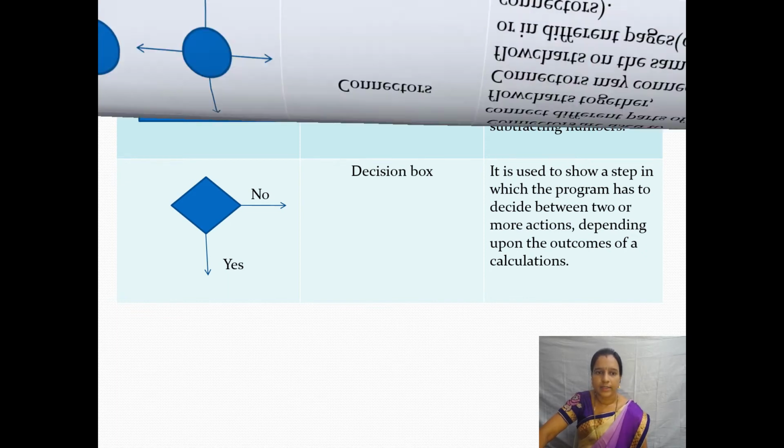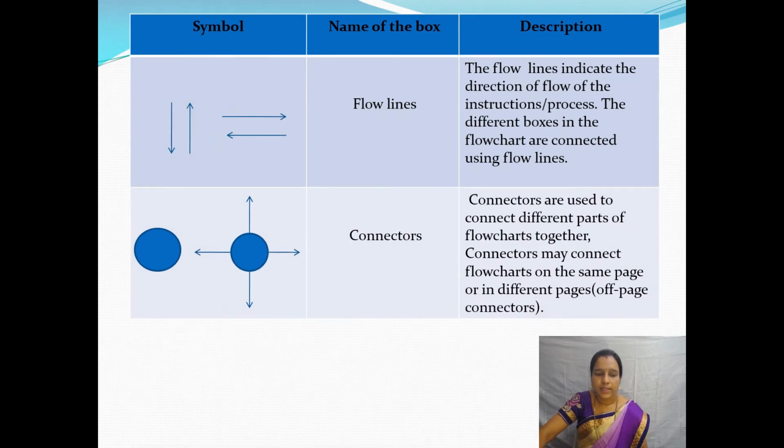Next, what is this? These are the flow lines. These are used to connect one symbol to another symbol. The flow lines indicate the direction of the flow of the instruction or process. The different boxes in the flowcharts are connected using the flow lines.